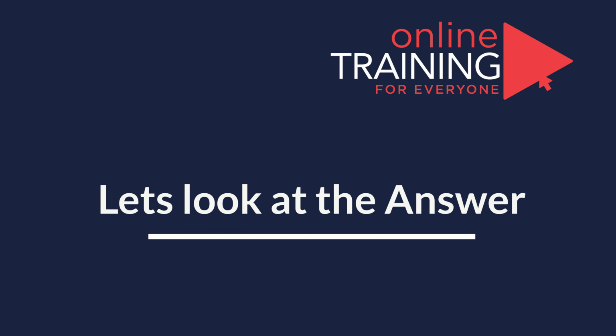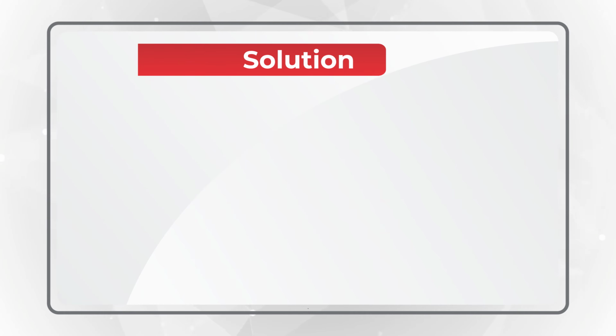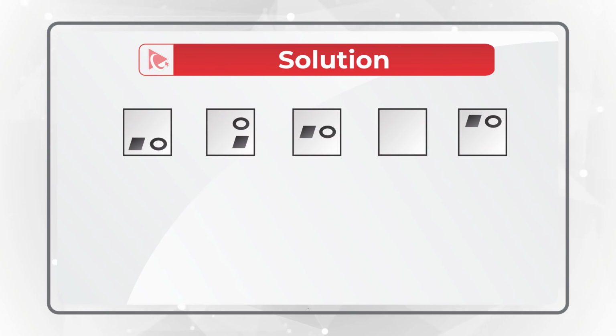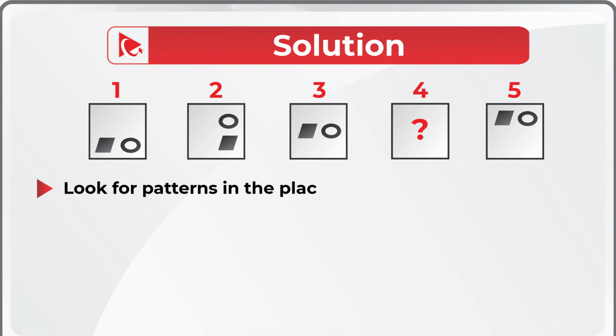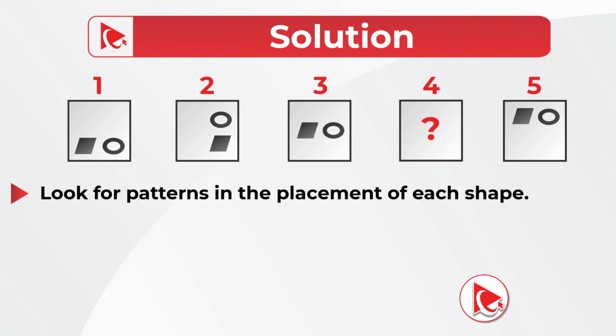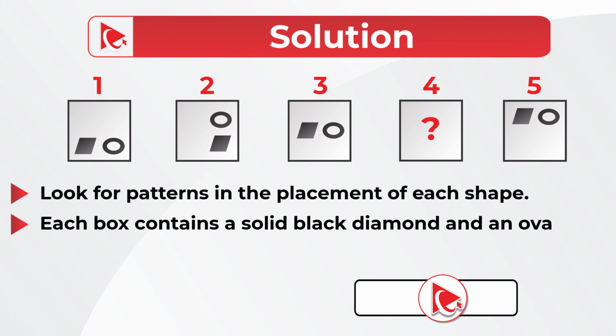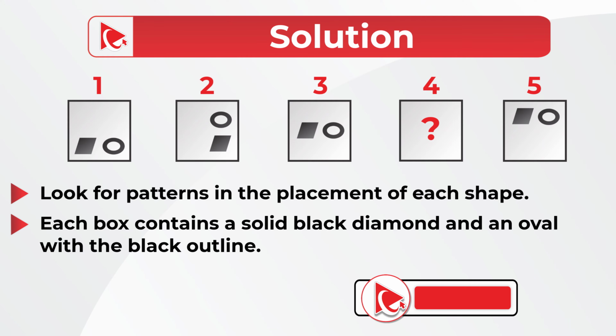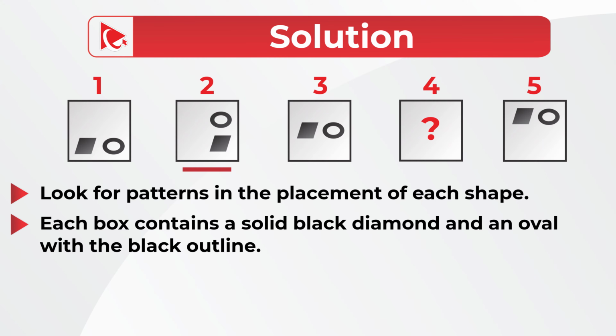Are you ready? Let's move forward and get to the correct solution together. You're probably tired of hearing it, but my advice as usual, always look for patterns. And in this case, the pattern is the location of the smaller shapes inside the square. You might have noticed that the smaller shapes inside the squares are always a diamond filled with black and an oval with a black outline. This pattern is persistent for shapes 1, 2, 3, and 5.